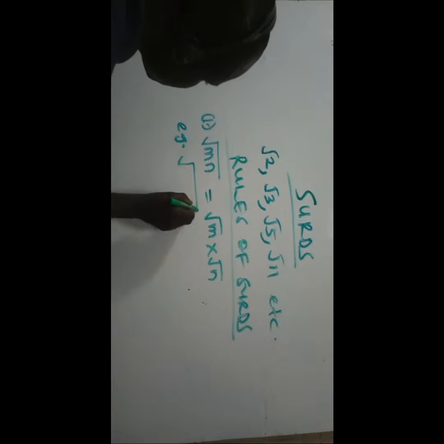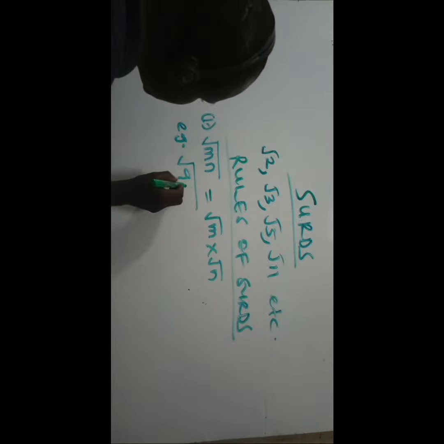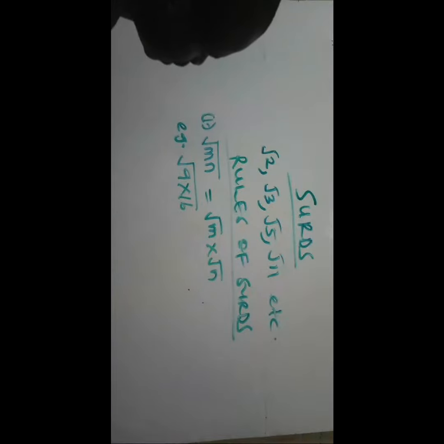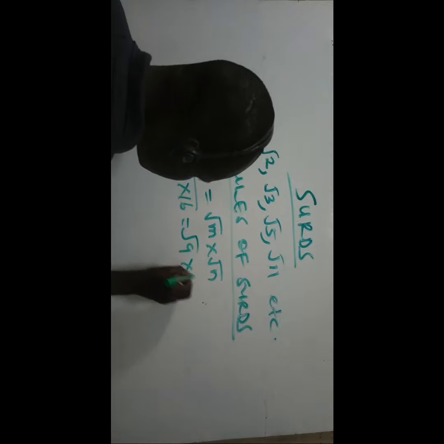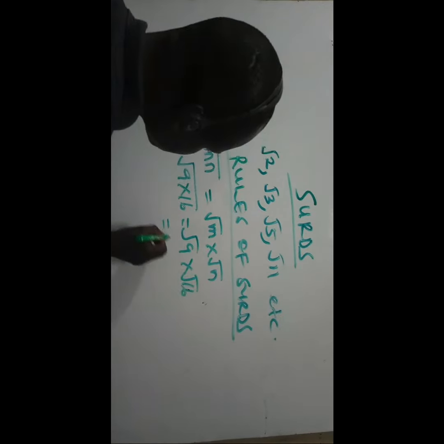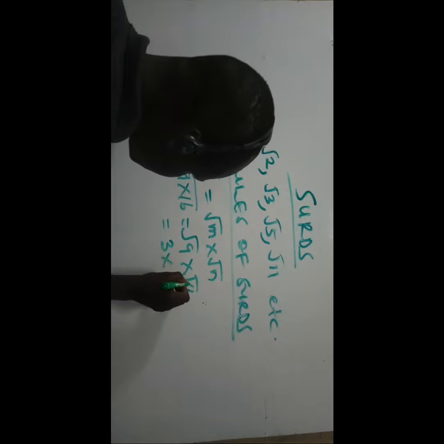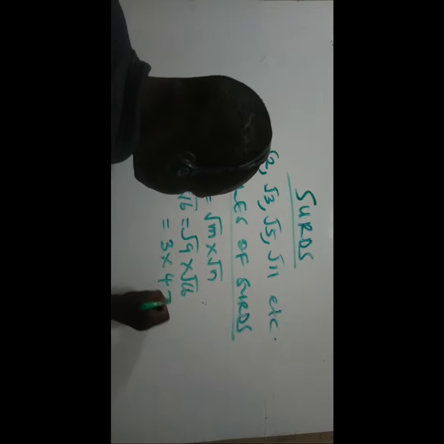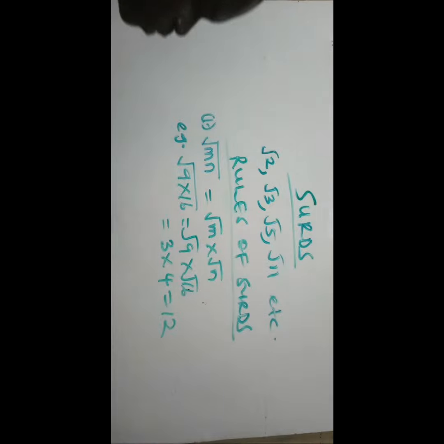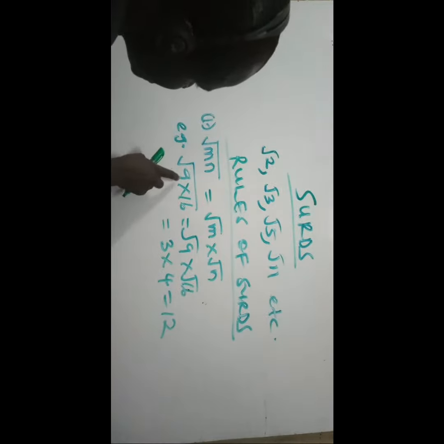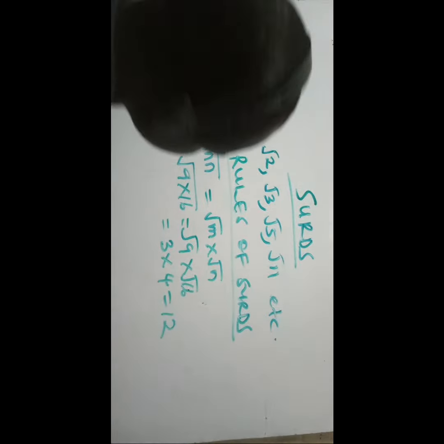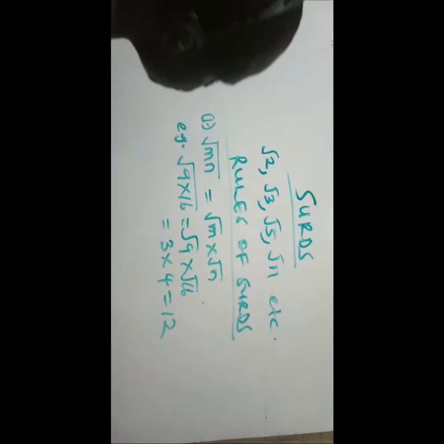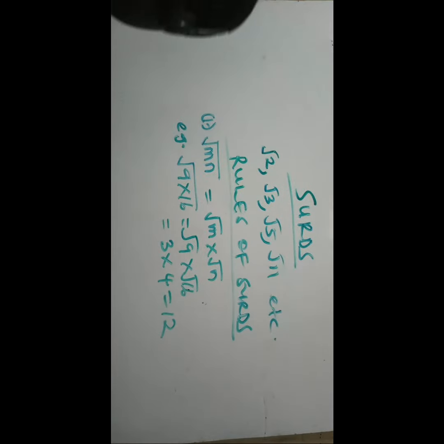For example, let's say we have the square root of 9 times 16. It is possible to split this into square root of 9 multiplied by square root of 16. So square root of 9 is 3, times square root of 16, which is 4. So we get 12. And of course, if you don't want to do it that way, you might first multiply 9 times 16. That gives 144. Then the square root of 144 is 12. So under the rules of surds, multiplication can actually be split.